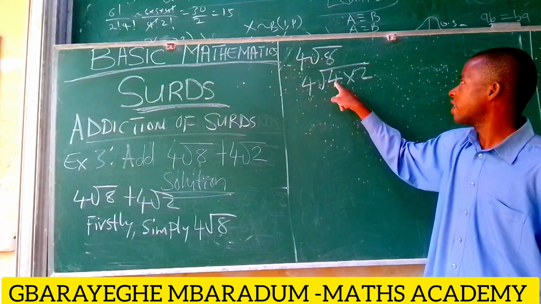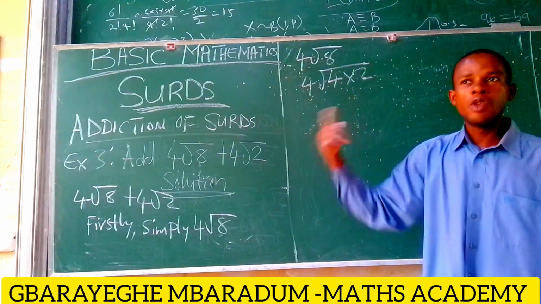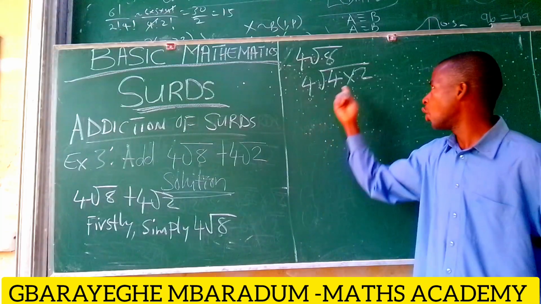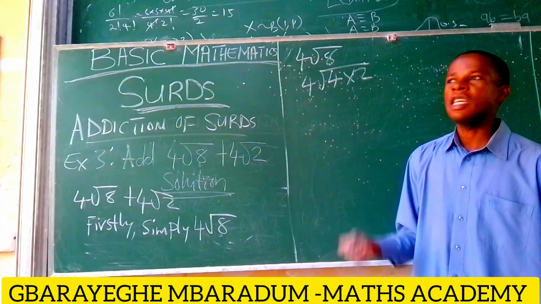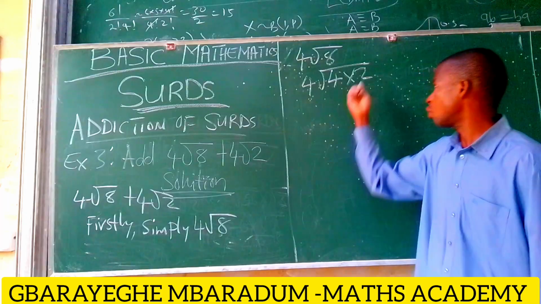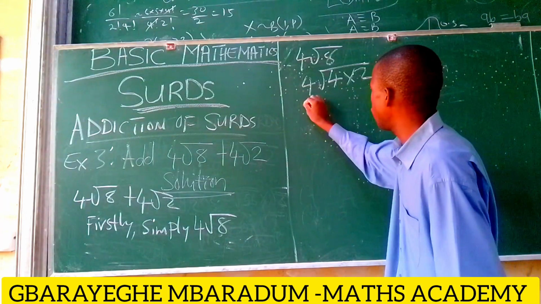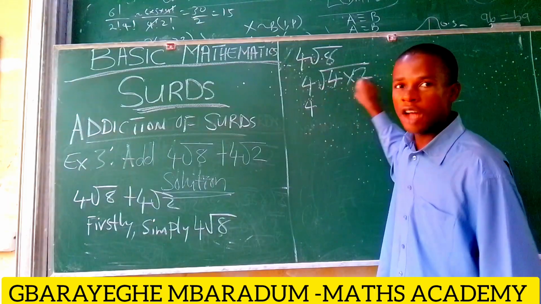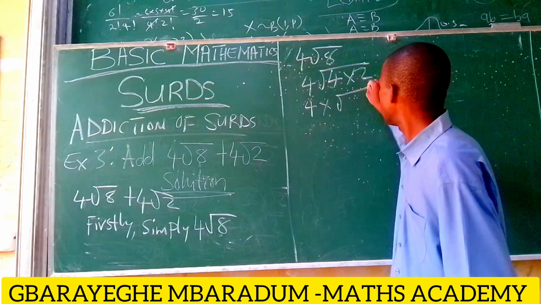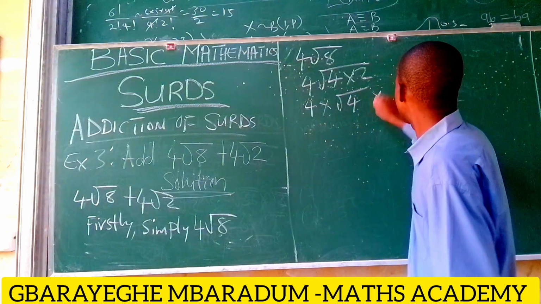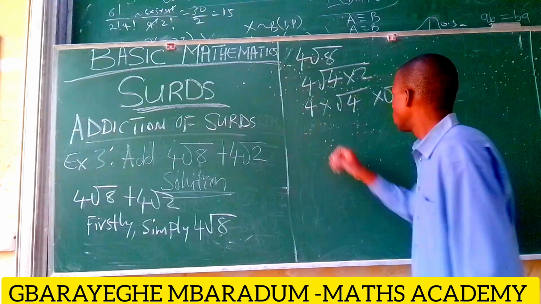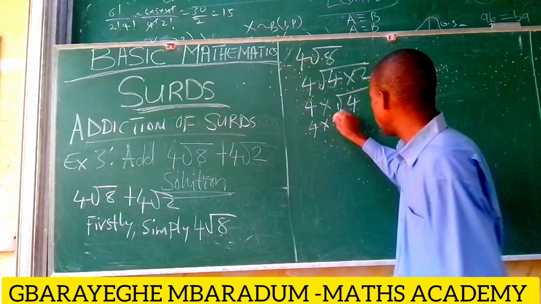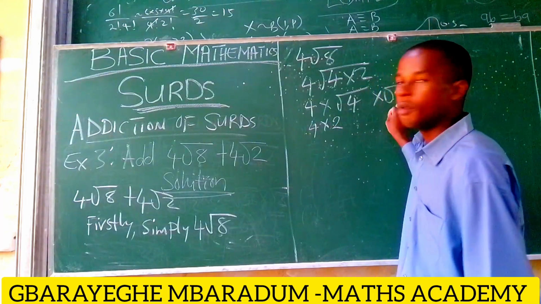And for us to simplify this guy now, we are going to look for a number that will give us a perfect square, so that when we take the square root, we have a whole number. One of the numbers that gives us a perfect square is 4. The square root is affecting both 4 and 2, so it is square root of 4 times square root of 2. Square root of 4 is 2, and square root of 2 cannot be simplified further.